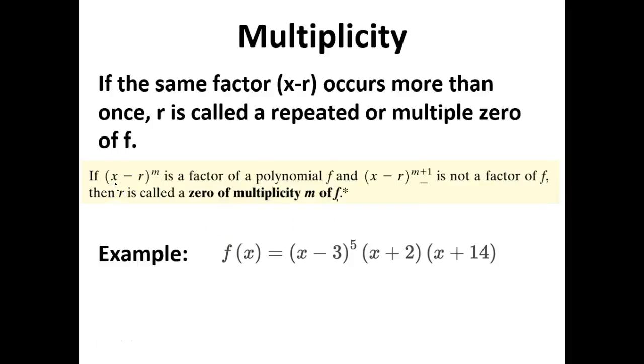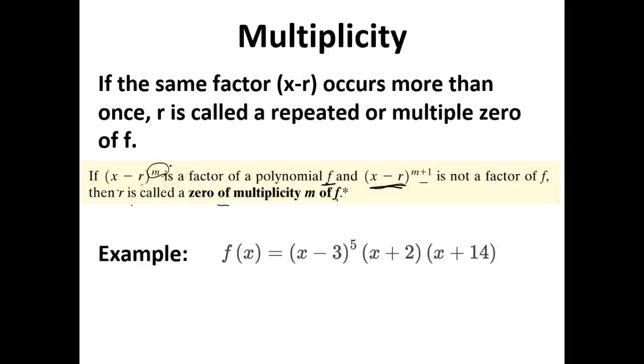So if this is a factor of this polynomial, and this is not a factor, well, if this is a factor, the only difference between this and this is the power. So this is saying if the biggest power is here, is a factor, and there's no other bigger powers, then r is called a zero of multiplicity m, meaning whatever number is right here is a zero of multiplicity this right here, however many times this is here.